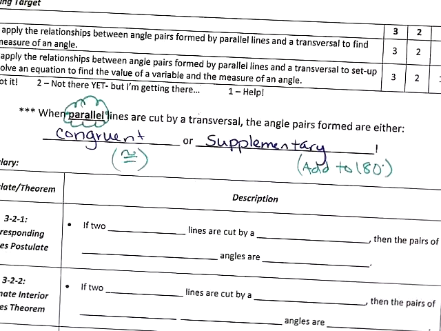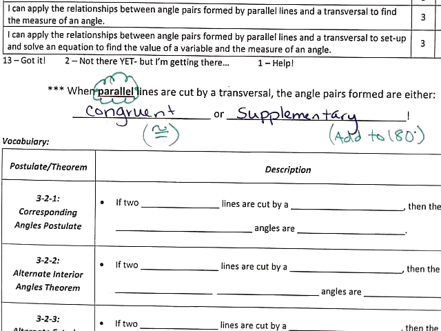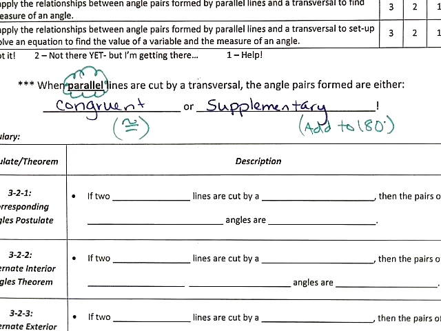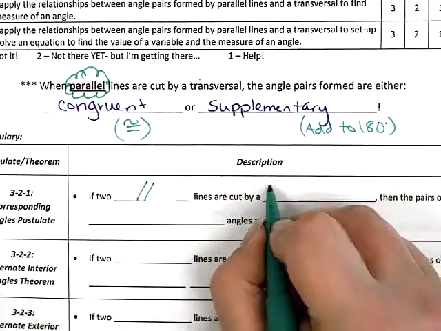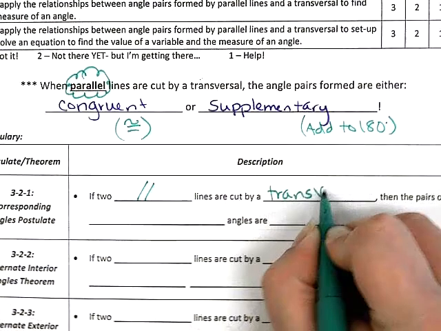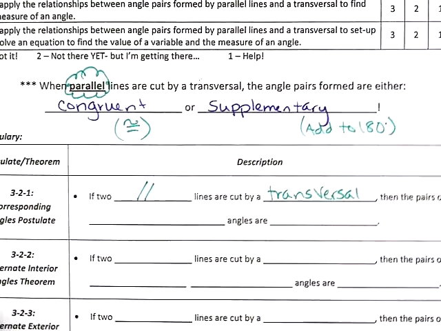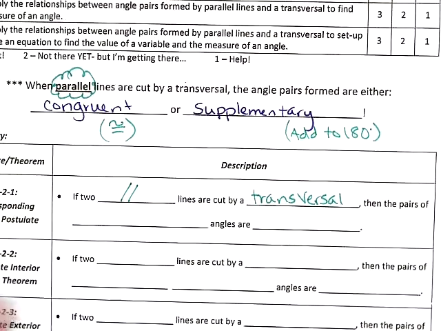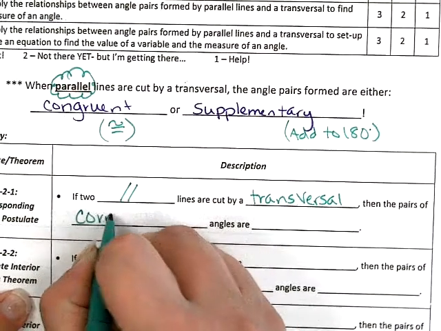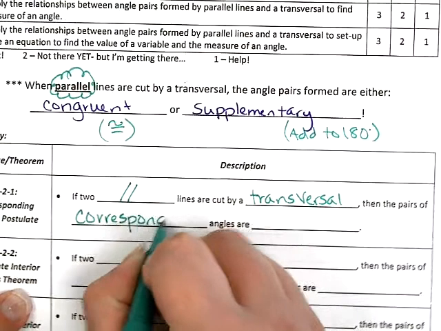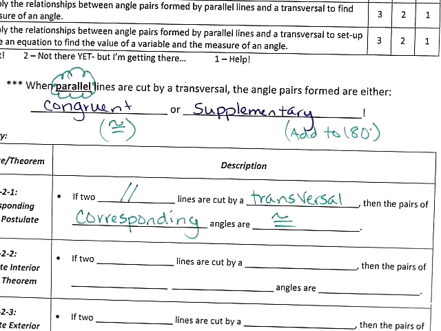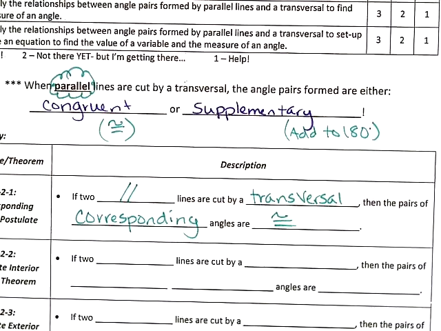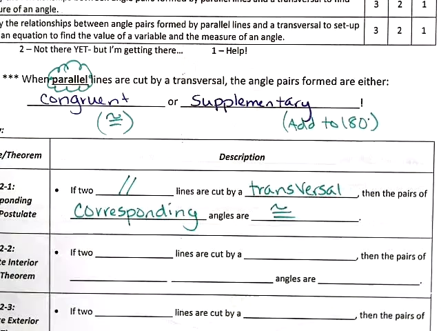So super fast, we are going to go through these different postulates here. So when we have two parallel lines, if two parallel lines are cut by a transversal, then the pairs of corresponding angles are congruent. All right, we're going to use some shorthand here. So if parallel lines are cut by a transversal, then the pairs of corresponding angles are congruent.